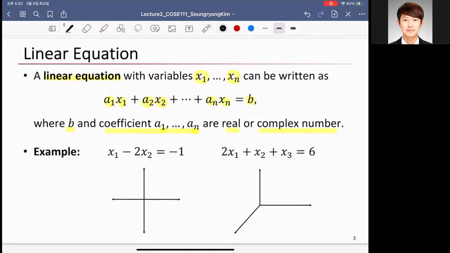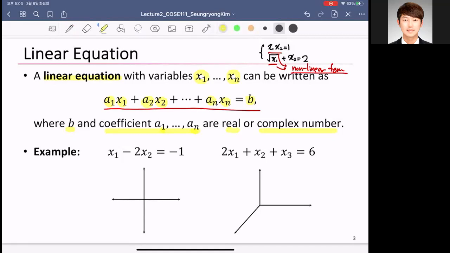For example, if our equation is defined like that, x1 times x2 is equal to, or square root of x1 plus x2 is equal to 2, it's not a linear equation. Why? Because of this term. These two are nonlinear terms. So it's not a linear equation. An equation should be represented in general form like this to be considered a linear equation.